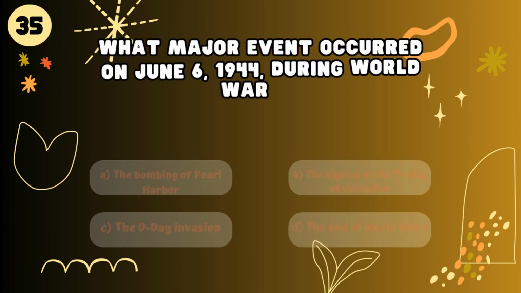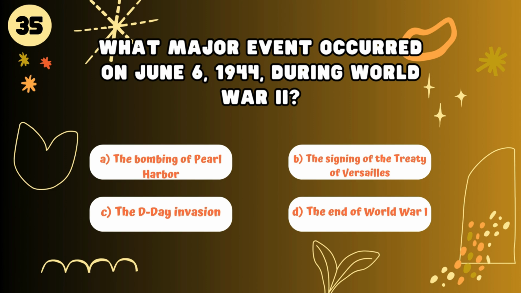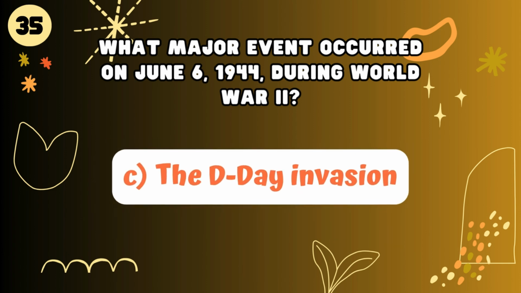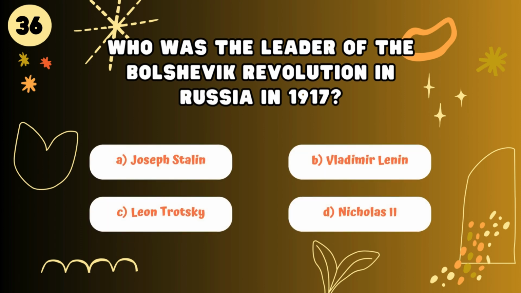What major event occurred on June 6, 1944 during World War II? The bombing of Pearl Harbor, the signing of the Treaty of Versailles, the D-Day invasion, the end of World War I. Answer: the D-Day invasion. Who was the leader of the Bolshevik Revolution in Russia in 1917?